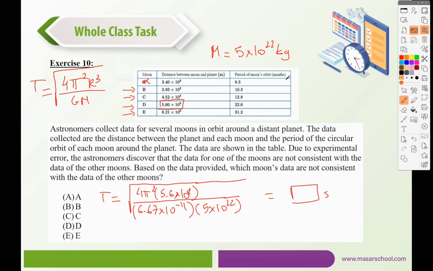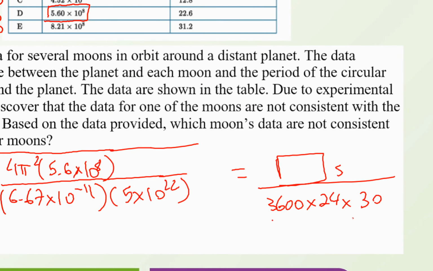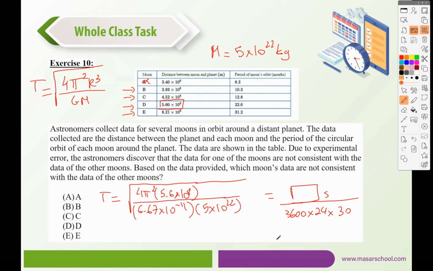The thing is that we need the period in months. Then we need to convert seconds into months. So we need to divide this number by 3600 to convert into hours, times 24 for days, times 30 for a month, and we would get 17.59 months, which is different than what we have, which is 22.6. And you can repeat the calculations for A. Even if you excluded A, you can repeat it for A, B, C, and E, and you can check that you will get the exact numbers here except for one moon, which is D.